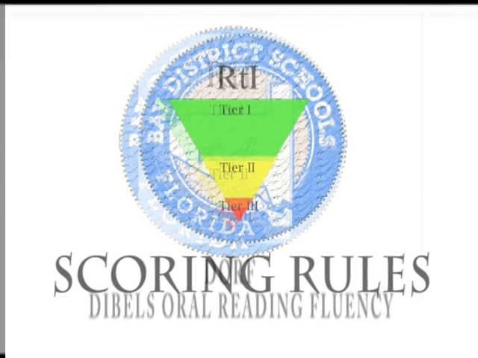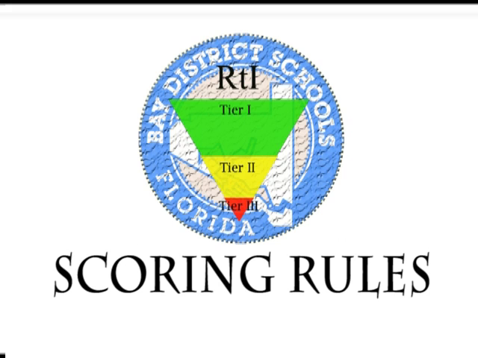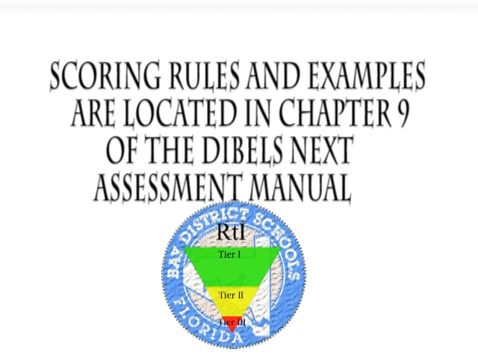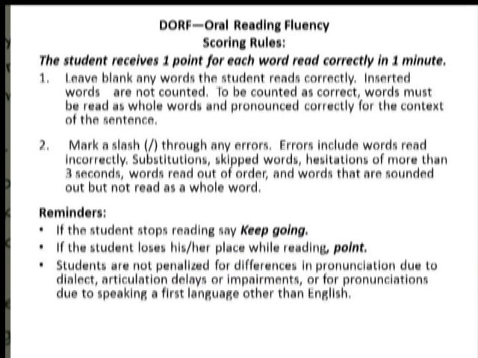These are the scoring rules for DIBELS Oral Reading Fluency. Teachers, you may refer to the scoring rules and examples in your DIBELS Next Assessment Manual, Chapter 9. Scoring rules. The student receives 1 point for each word read correctly in 1 minute.